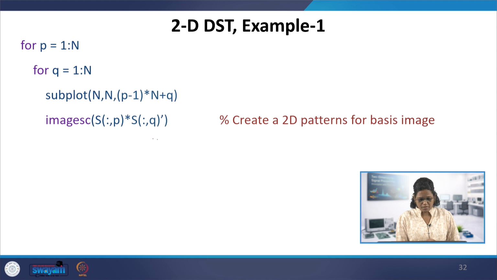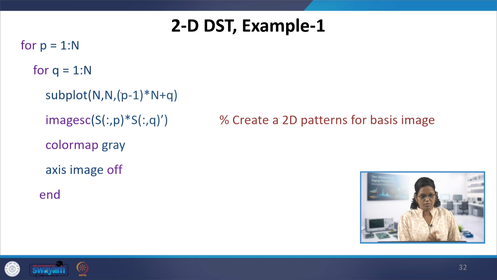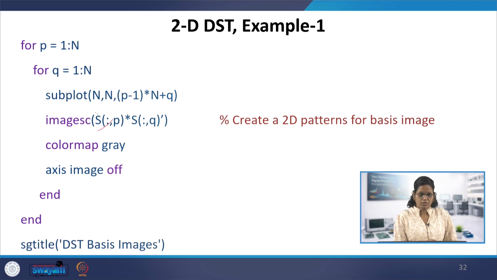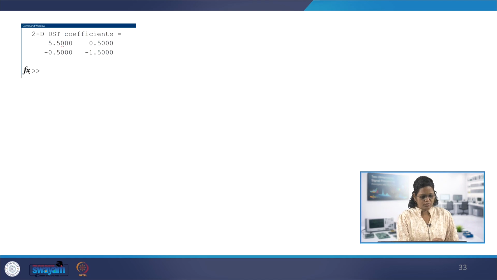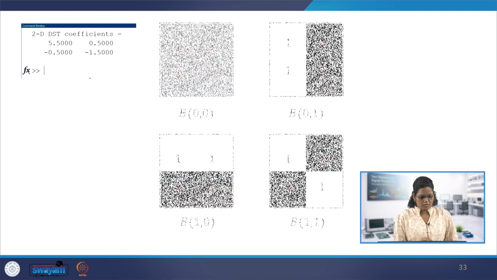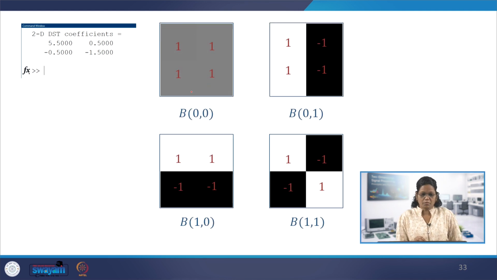Then plotting them to create a 2D pattern of the basis images, with S varying column wise and row wise, or we can simply plot a particular basis image and then multiply it with the coefficients. We'll do this also. Colormap, with P and Q taken for the particular row and column values here. This is just to plot the values as an image. The DST coefficients of 2D are 5.5, 0.5, minus 0.5 and minus 1.5; we got these through this. The corresponding basis images we calculated as well, B of 0, 0.